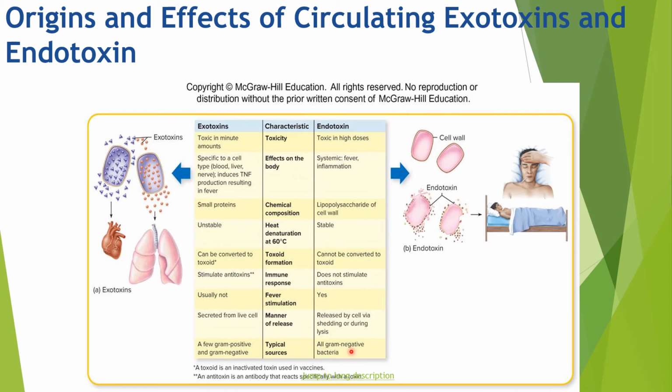Now, let me give you a few examples of exotoxins. For example, the disease botulism is caused by a neurotoxin, which is an exotoxin. It targets the nerves, and so it causes paralysis. Tetanus: the bacteria Clostridium tetani also produces a neurotoxin, which is going to cause your muscles to contract uncontrollably. So that's another example of an exotoxin.